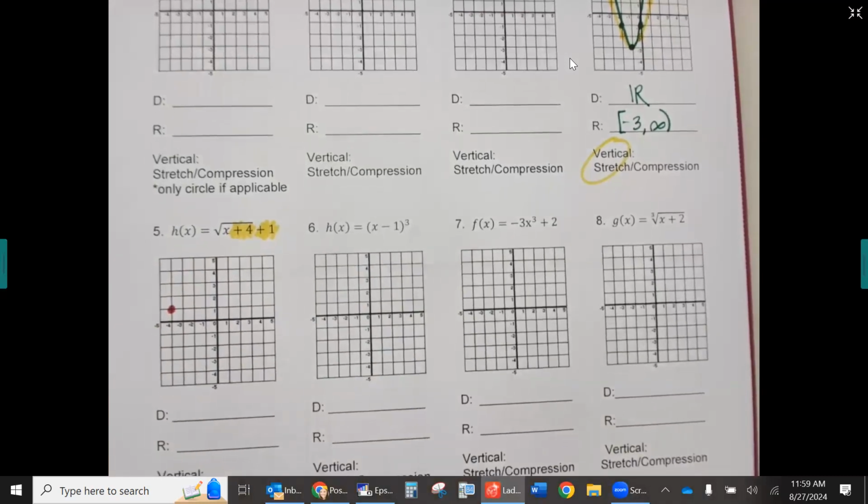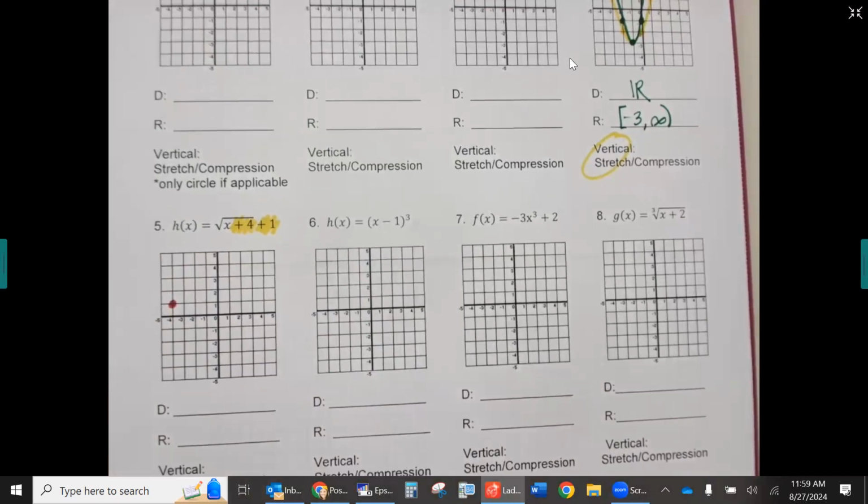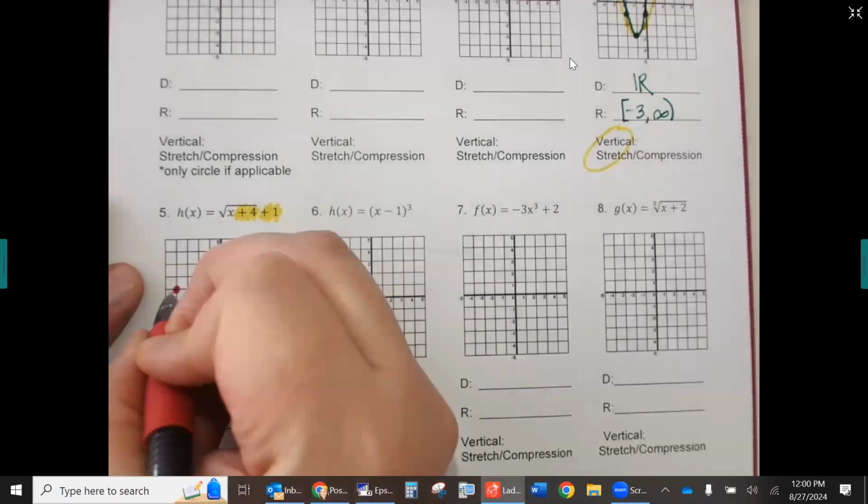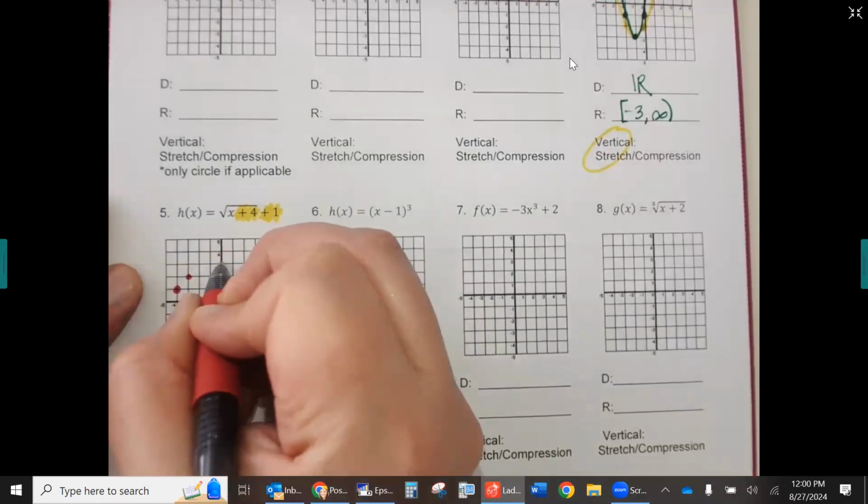Okay, left 4, up 1. And then when you take your test, maybe if you're anxious about this, remember the parent sheet with all the shapes? So I'll have a copy of that you get to use. Okay, so your square root is the hook, up over 1, up over 3.